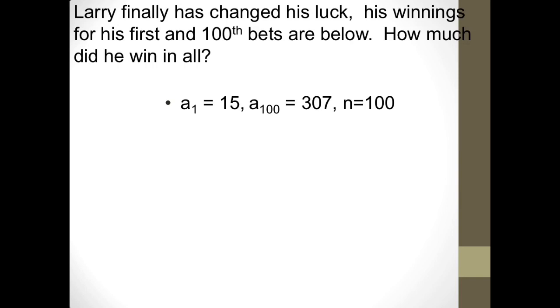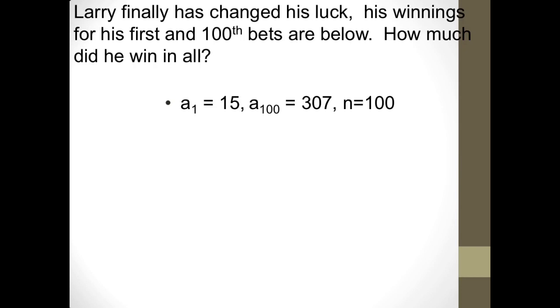Okay, so here we have Lucky Larry one more time, trying to change his luck. He knows that he won $15 on his first bet, and he won $307 on his 100th bet. The question now is, how much did he win in all? So we have all the things we need here to find the sum of how much Lucky Larry wins with his betting. Go ahead and plug this into the formula, and then check back to see how you did.